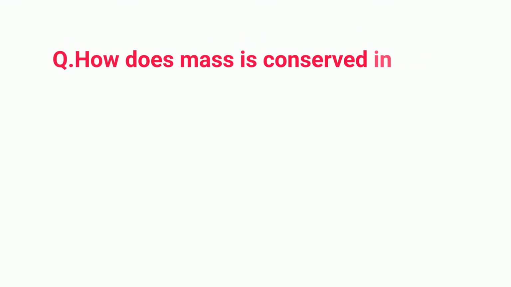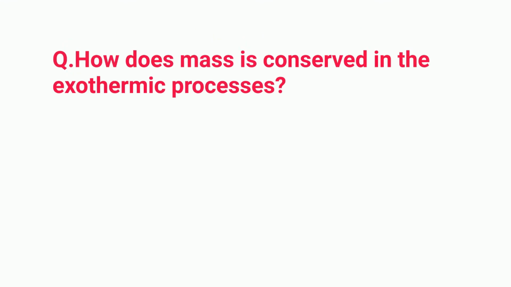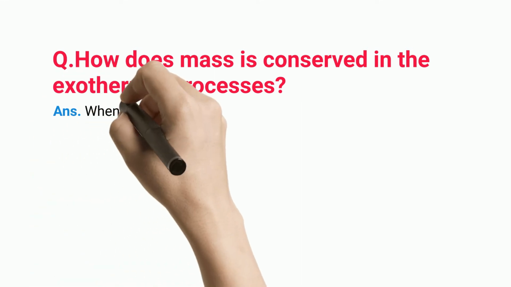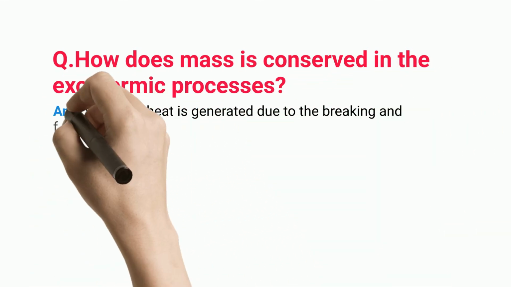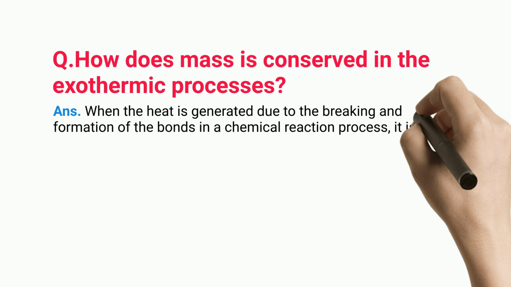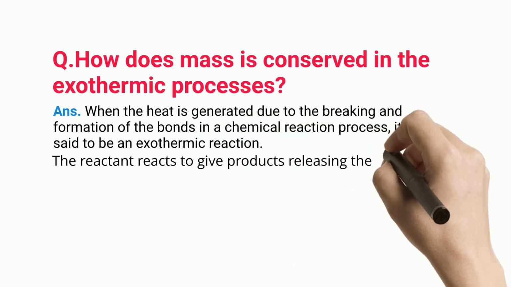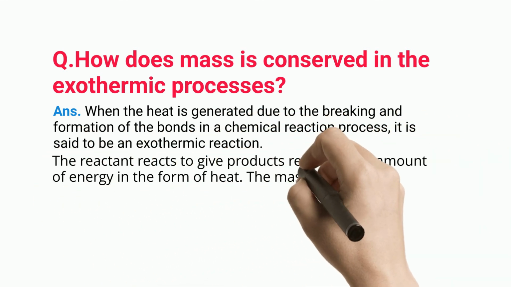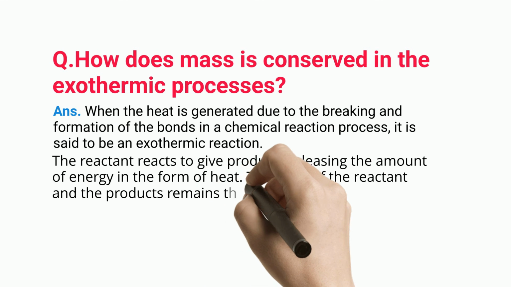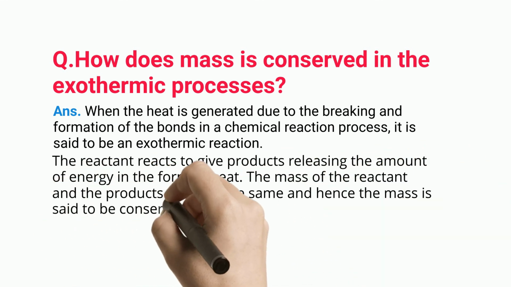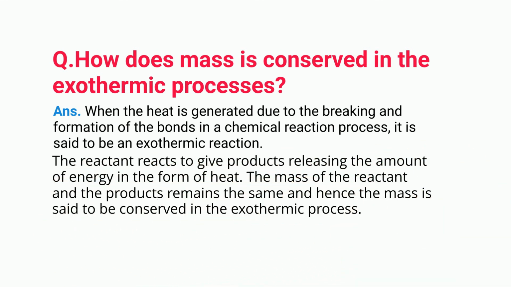How is mass conserved in exothermic processes? When heat is generated due to the breaking and formation of bonds in a chemical reaction, it is said to be an exothermic reaction. The reactant reacts to give products, releasing energy in the form of heat. The mass of the reactants and the products remains the same and hence the mass is said to be conserved in the exothermic process.